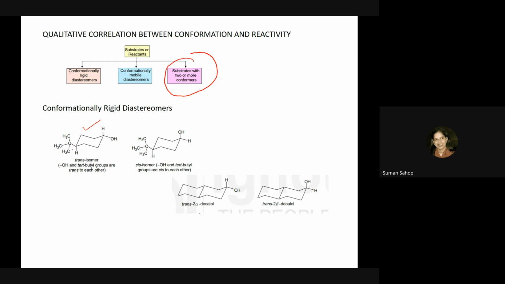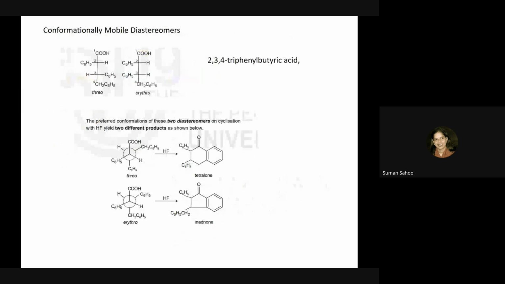Similarly, trans-α-decalol and trans-β-decalol. These two are also diastereomers. In both cases this is trans-decalol, and here the OH group was in the equatorial position, and here it is in the axial position. You cannot interconvert this one to this one by flipping. In the normal case of cyclohexanol, you can go from equatorial to axial, but in the case of trans-decalin, it is not possible. Interconversion of trans-decalin is not possible.